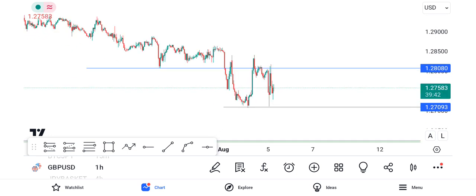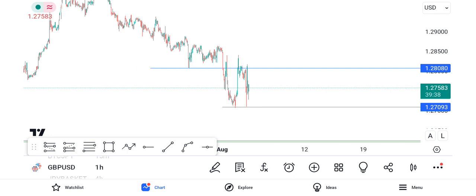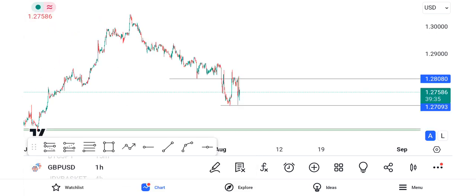So that's it for the pairs I analyzed. You can just keep your eyes on them and see if they play out accordingly.